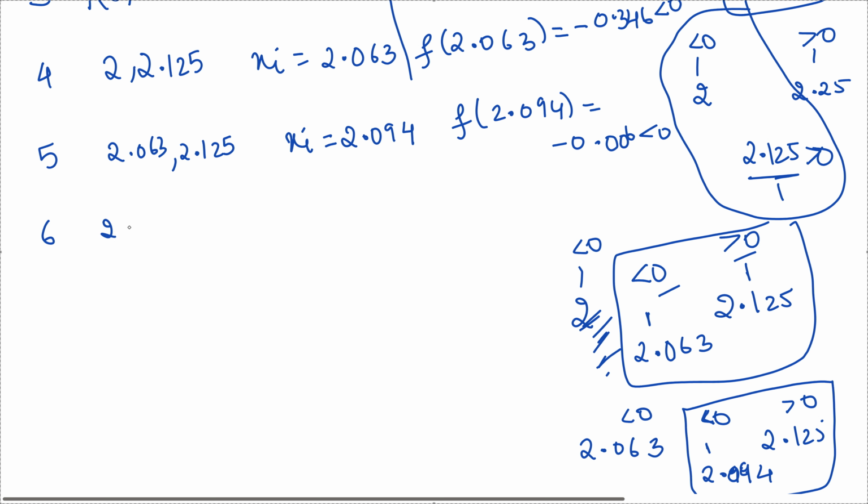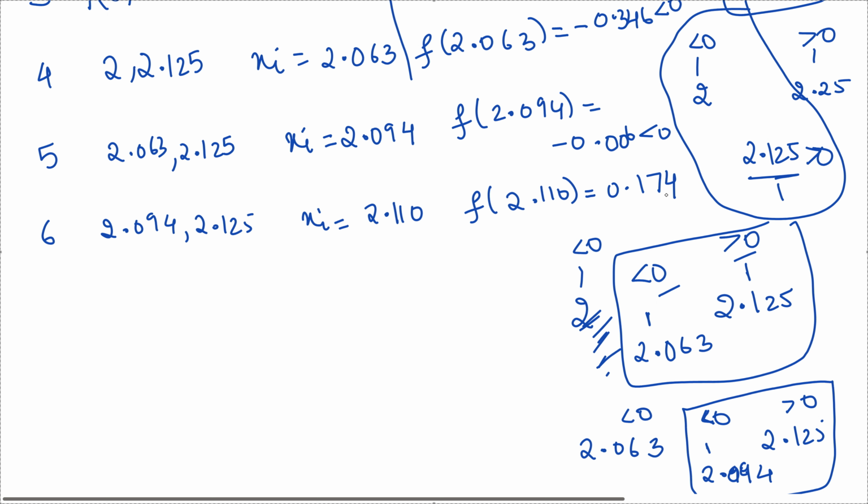So now we have 2.094 and 2.125. Now what would be our xi? When we divide both of this, we get 2.110. Okay, now f of 2.110 is 0.174, which is greater than 0.